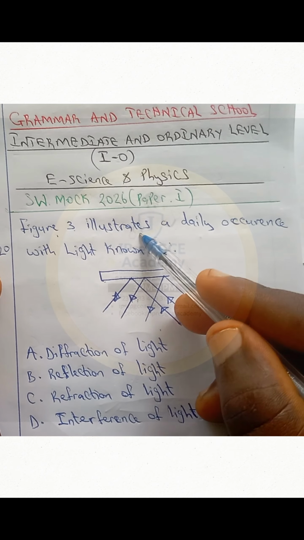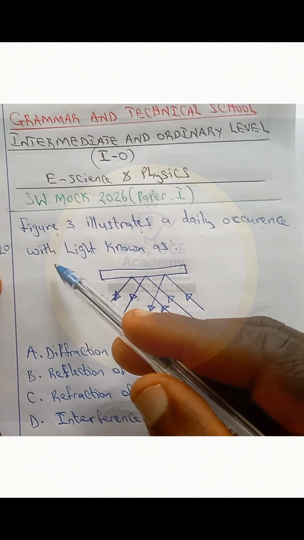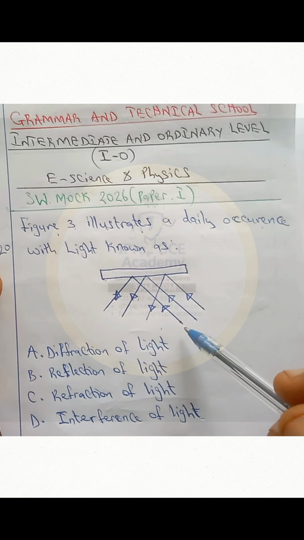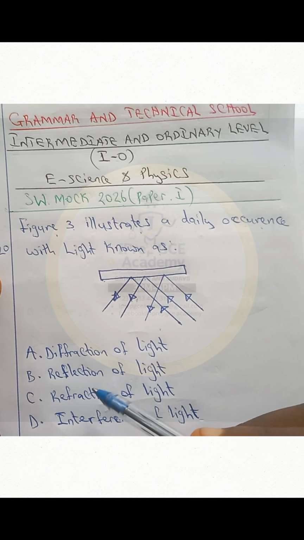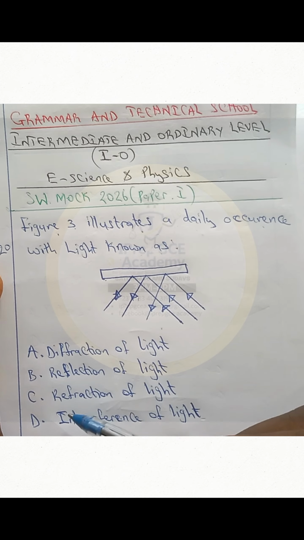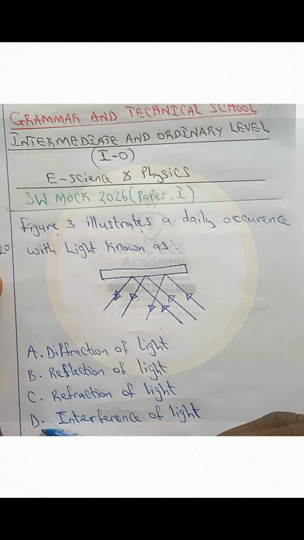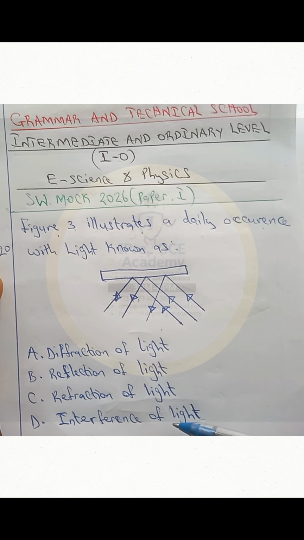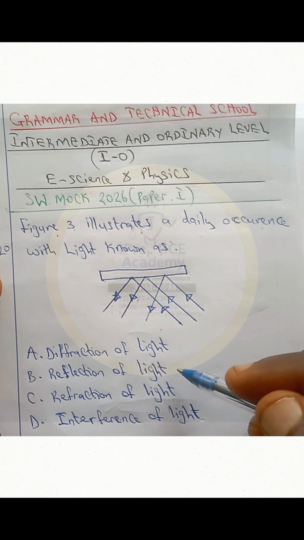said, Figure 3 illustrates a daily occurrence with light, known as A. Diffraction of light, B. Reflection of light, C. Refraction of light, D. Interference of light. Let's look at all this very quickly.